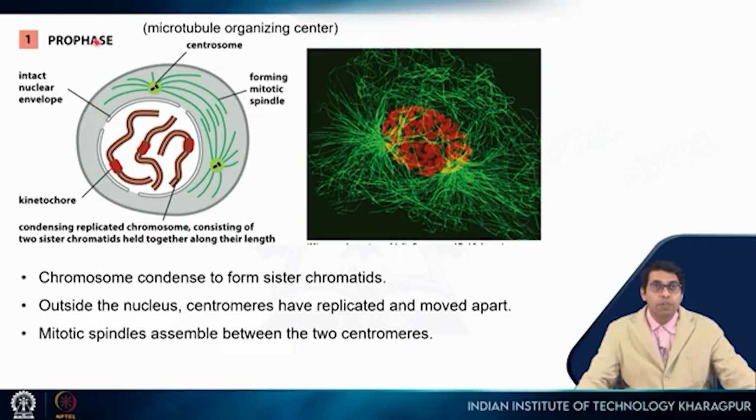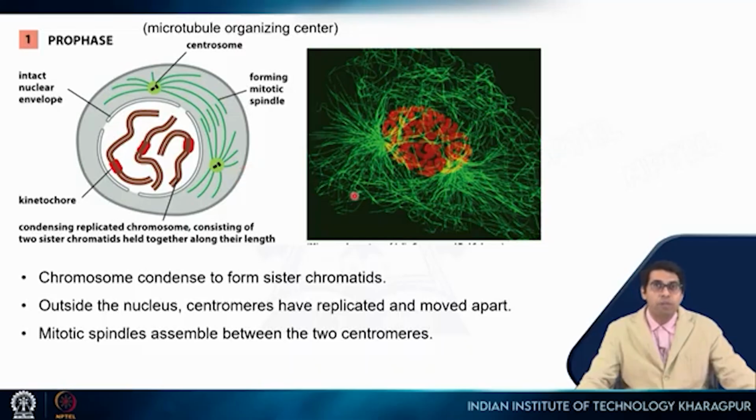The first one is prophase. In this case the chromosome condenses to form sister chromatids. You can see that there are two chromatids, right, they are connected together. Now, remember that DNA replication has already happened. So, these two are exactly the same chromosome, there are two copies of that. This is inside the nucleus. Outside the nucleus, centromeres have replicated and moved apart. Initially there was one centromere, they have replicated and now they are moving apart. These green lines that you see, these are microtubules. They push each other, and that results in these two centromeres or centrosomes moving apart.